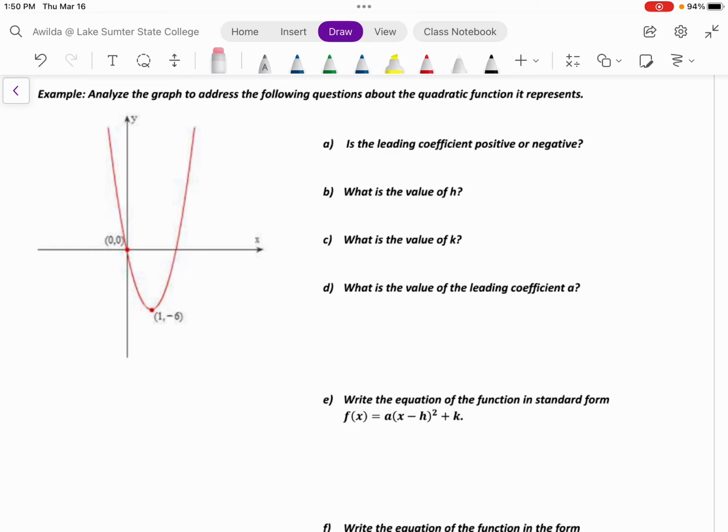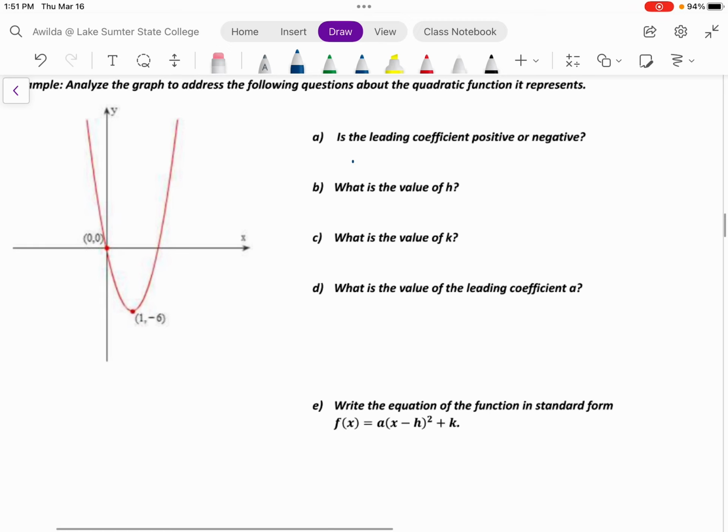First of all, is the leading coefficient positive or negative? Because the parabola is opening up, we can say that the leading coefficient is positive, or in other words, a must be greater than 0. Secondly, what is the value of h? Well, the vertex has coordinates h and k. So we see here that h must have a value of 1. And the value of k is -6.